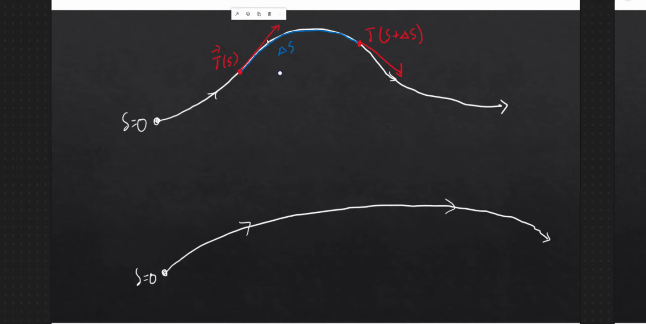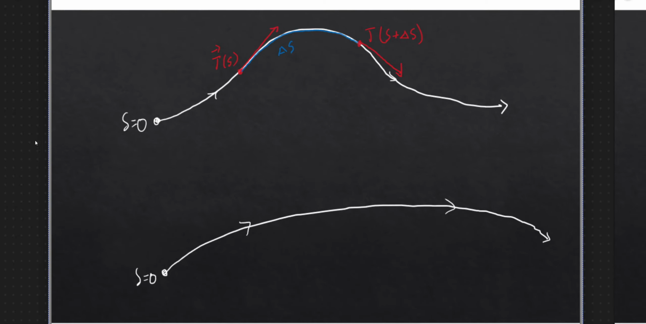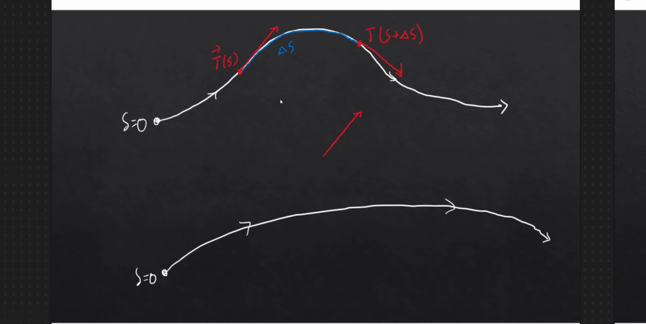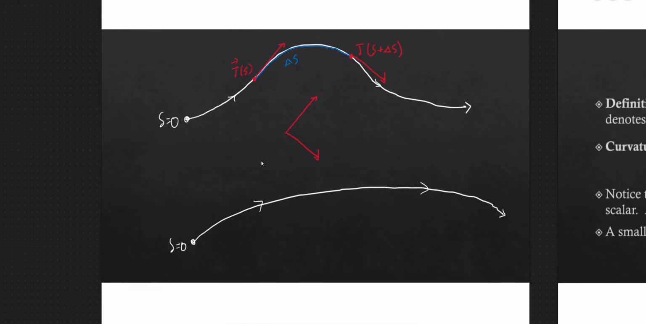Let's see if I can do this really cleverly. Copy that. I don't think I can do this that cleverly. Yeah, there's T of s, and then I also want to get a hold of T of s plus delta s. That's this one. And I'm going to go ahead and plop them. Yeah, this is going to work out all right. I'll put them tail to tail here so that I can investigate their difference.